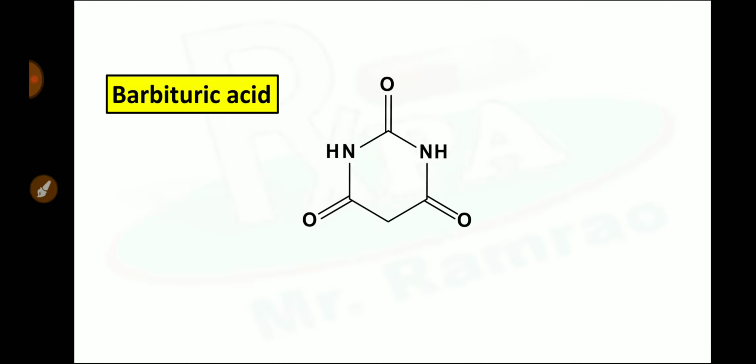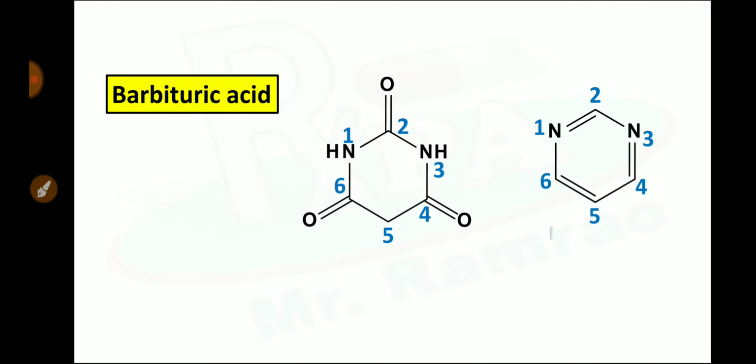Once again, we will see what the barbituric acid derivatives are. So this is the structure of barbituric acid. First we will give the numbering to this molecule. Then we will see how the IUPAC name is given to barbituric acid. Actually, if you look at the structure of barbituric acid, it is made from the heterocyclic ring pyrimidine. The structure is drawn towards the right side. This heterocyclic ring is known as the pyrimidine ring.